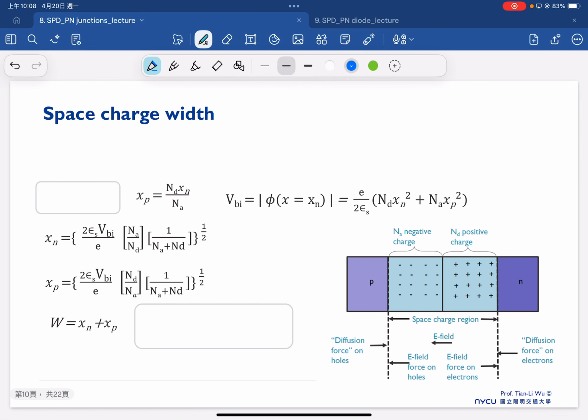So since now we have the potential, the next question we are interested in is how large this space charge width is. Because we know this could be one critical parameter that influences the charge and the electric field, and then how is this space charge width determined? So that's the question here. As I said, sometimes we call it the space charge width, sometimes we call it the depletion width.